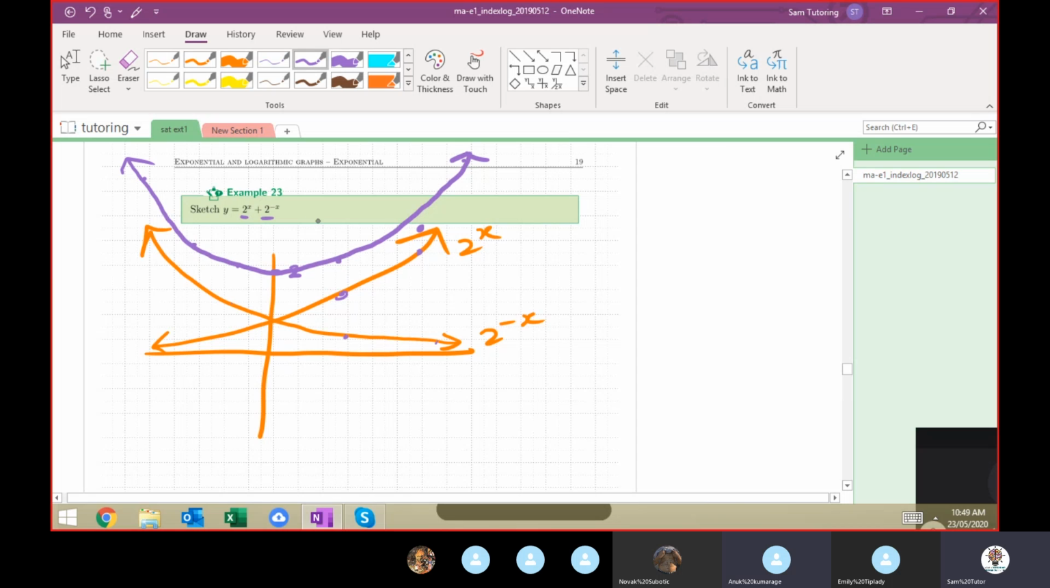Yeah, you haven't done addition of ordinates. I get that. 2^x plus 2^(-x). All you're doing is just adding your y values. So this plus this gets you a little bit higher. This plus this, a little bit higher.